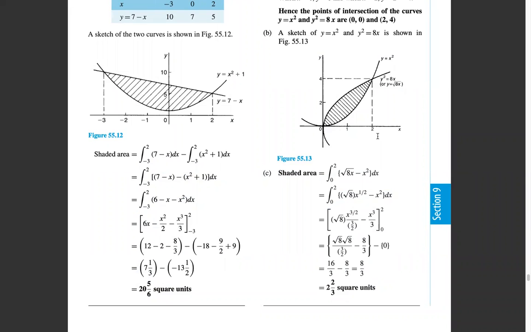Where do these two curves intersect? How do you know where these two curves intersect? You've got to solve a pair of simultaneous equations each time. And the solutions may not always be easy, right?